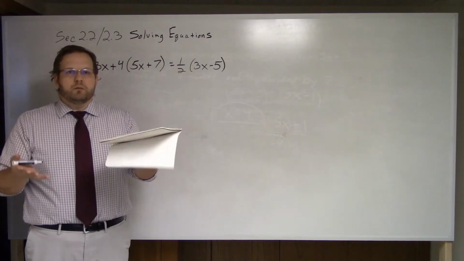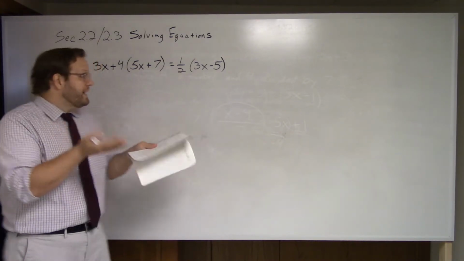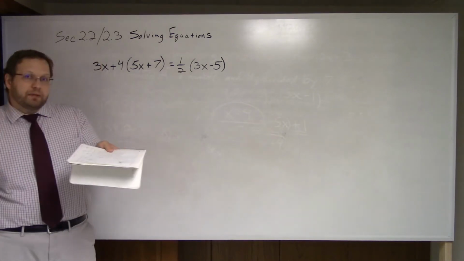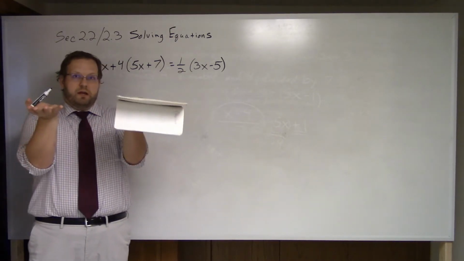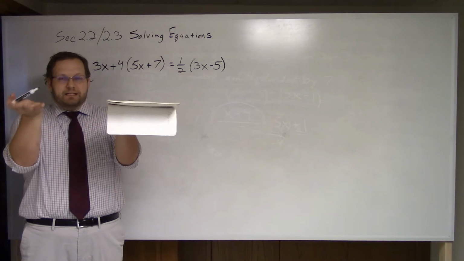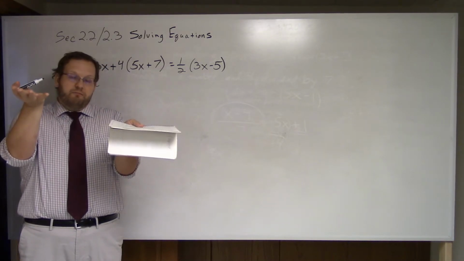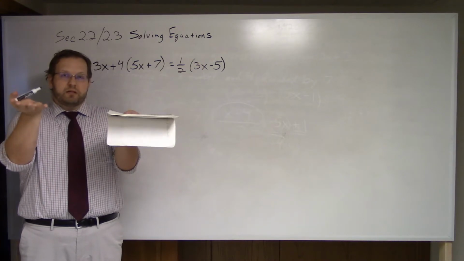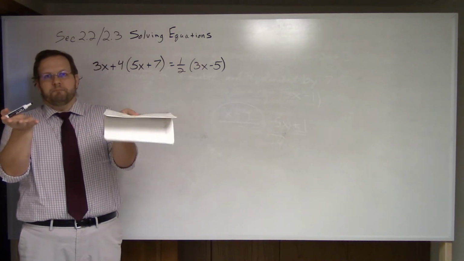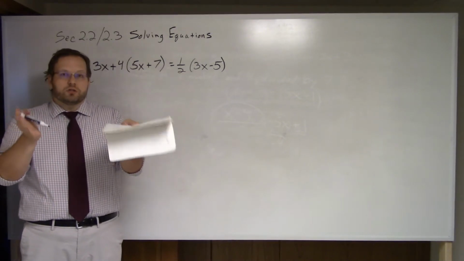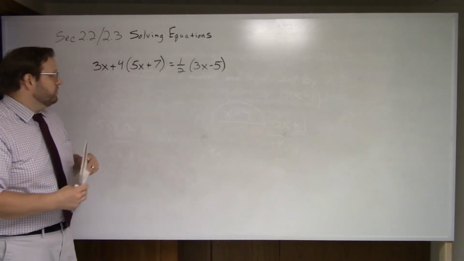Now, why we're doing that is right now we have a balanced equation. Whatever's happening on the left is also happening on the right, and it's balanced. If I take something away from here, then this is going to be off balance. So if I take away 3 from here, I have to take away 3 from here. If I divide by 5 here, I have to divide by 5 here, and so forth. So keep that in mind as we're going through.